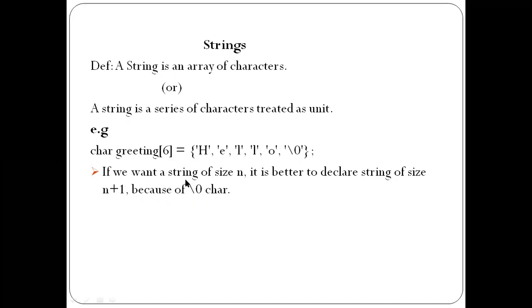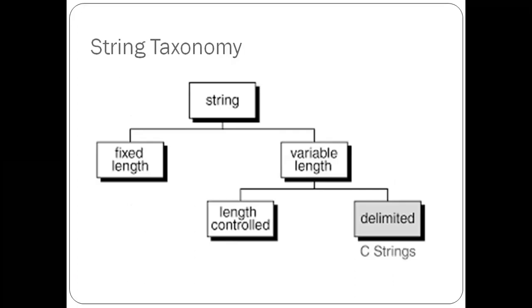When the string is arranged in memory, for example, suppose h is stored in memory location 1000, e is stored in memory location 1001, and l is stored in 1002. That's why the string size is n plus 1, and the indexes are 0, 1, 2, 3, 4, 5. That one is the string size, n plus 1.